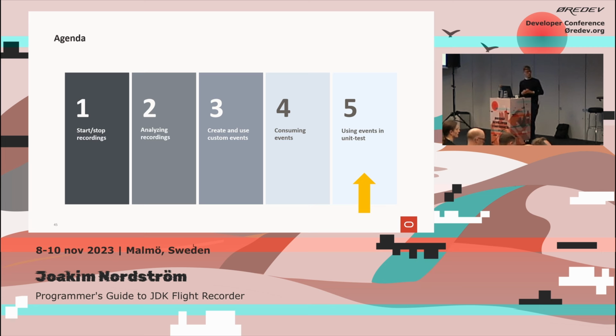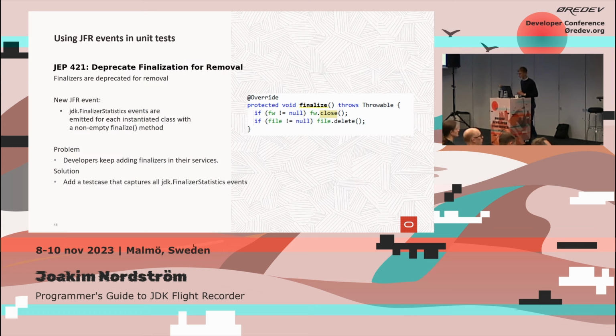So, lastly, I want to show how we can use events in unit tests. For that, I have this example where we want to find out if any of our services uses the deprecated finalizer. With this JEP to deprecate finalization, we also added a new JFR event, jdk.FinalizerStatistics, and this gets emitted every time we instantiate a class that has a non-empty finalize method. So this is what we want to catch. So we should add a test case that captures all of these events.